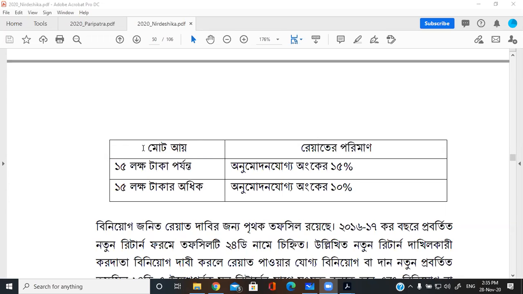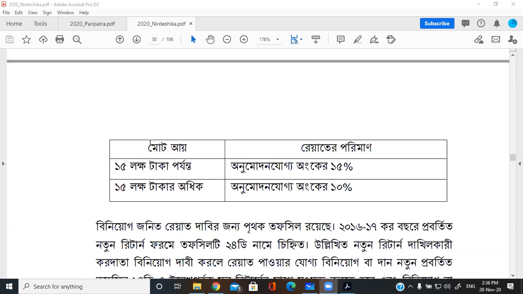One thing I need to clarify, that is the slab is based on the total taxable income. Remember, when you see the total income in a tax document, you need to understand it is referring to the taxable income. It is not including any tax exempted income. Total income here always means total taxable income.